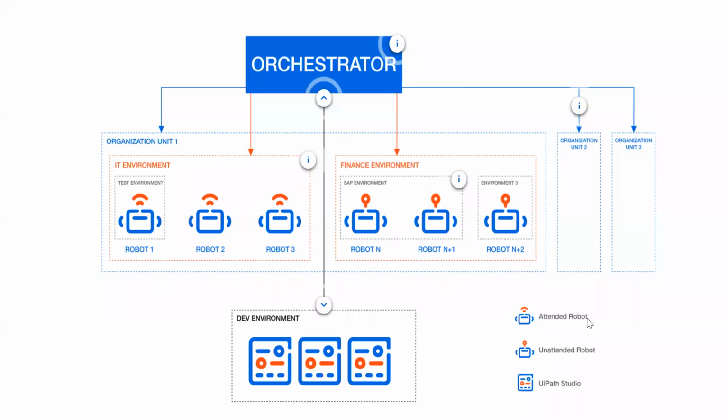So these are the concepts that we just understood. Attended robot involves attended automation, and unattended robot involves unattended automation. This is how the orchestrator is divided into a complete architecture, starting from orchestrator, moving towards organization, then environment, and then simple robots. The robots which will be running will have the process that you have developed. Once you develop your process in UiPath Studio, you publish it to your orchestrator, wherein you assign a robot to it. Each workflow can be assigned to one robot.